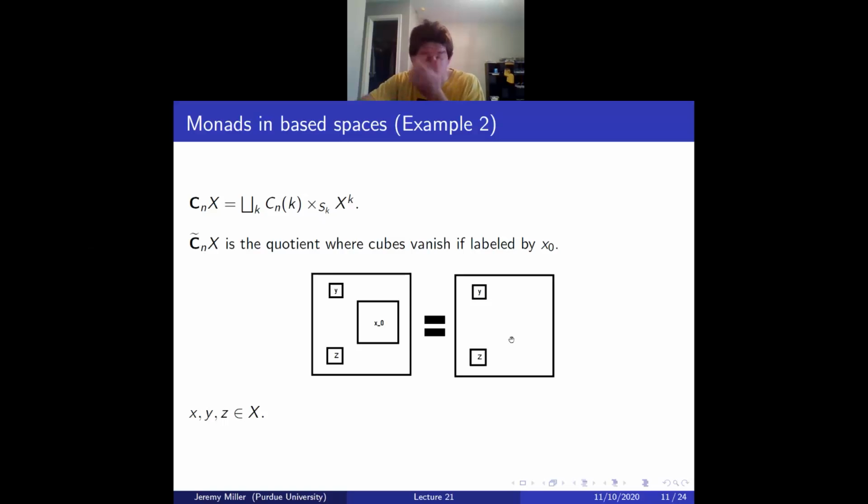Okay, so yeah. This space is the space of cubes in X. This is the space of cubes in a cube labeled by points in X, and this is the space of cubes in a cube labeled by points in X with the equivalence relation that if a point is labeled by the base point, it vanishes. Okay.